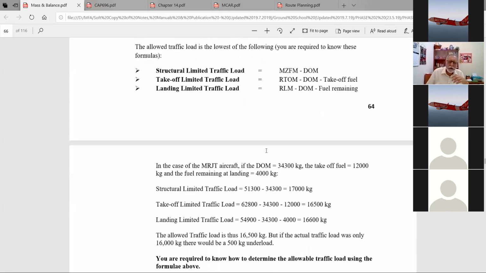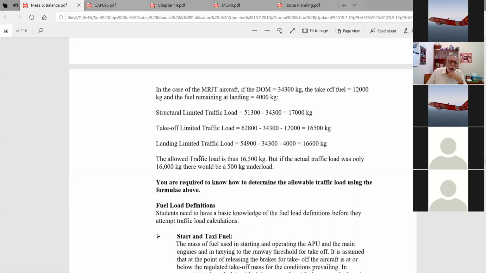So here is an example given. You can note it down, work it out. In case of MRJT aircraft, if the DOM is 34,300, takeoff fuel is 12,000 kgs, fuel remaining at landing is 4,000 kgs. Now you calculate what is your structural limited traffic load. Underline that traffic load. I'm calculating structural limited traffic load, takeoff limited traffic load, landing limited traffic load.